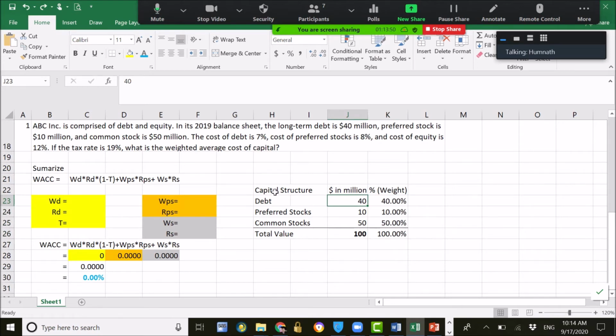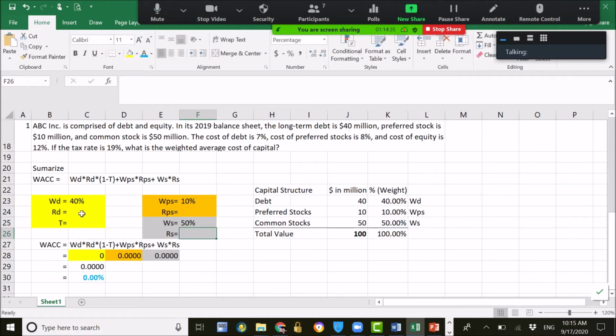Now we calculate all these: WD, WPS and WS. Here you can summarize right here. You can say WD, WPS, WS. You can summarize and skip this part. Here you don't have to do it. Or once you do this, you can also fill these numbers: WD, WPS, WRS.